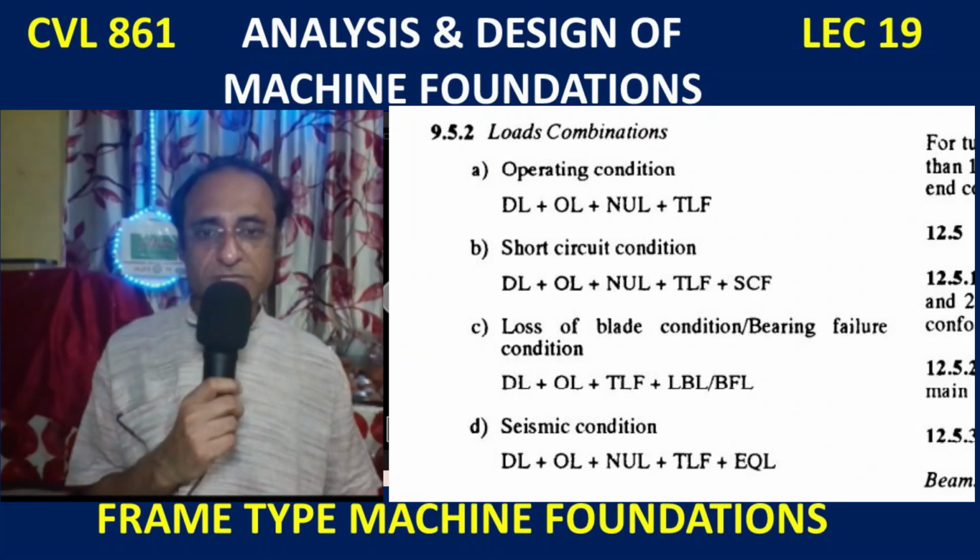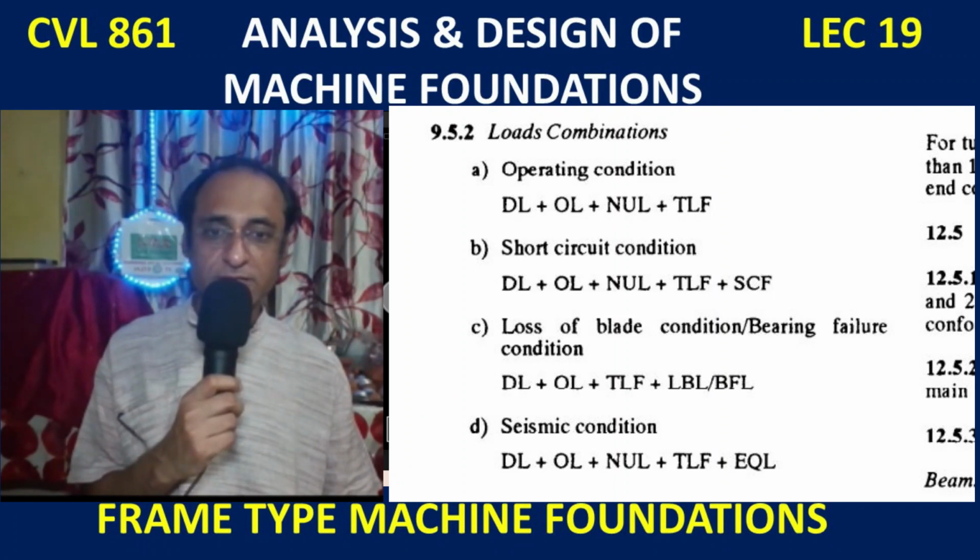Here the load combinations are the operating conditions: dead loads plus operating loads, plus normal machine unbalanced load, plus thermal effects. Then we have the short circuit condition. So short circuit condition is dead load, operating load, normal unbalanced load, thermal loads. And besides this, the short circuit forces are also to be considered.